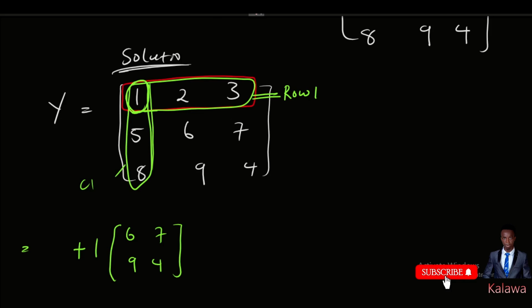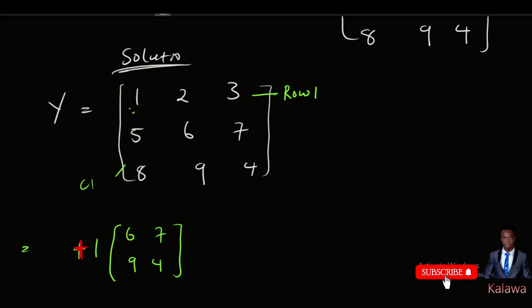I will just use this sign and indicate it for simplicity. So we have now determined the minor for 1, which is the first element of the 3 elements we have chosen to find the determinant. So we move again to the second element, which is 2.